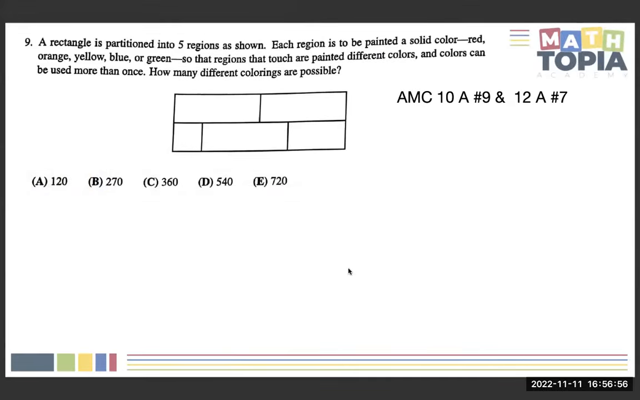Okay, this is AMC 10A, problem 9, and AMC 12A, problem 7. A rectangle is partitioned into 5 regions, as shown, these 5 regions. Each region is to be painted a solid color, red, orange, yellow, blue, or green, so that regions that touch are painted different colors, and colors can be used more than once. How many different colorings are possible?